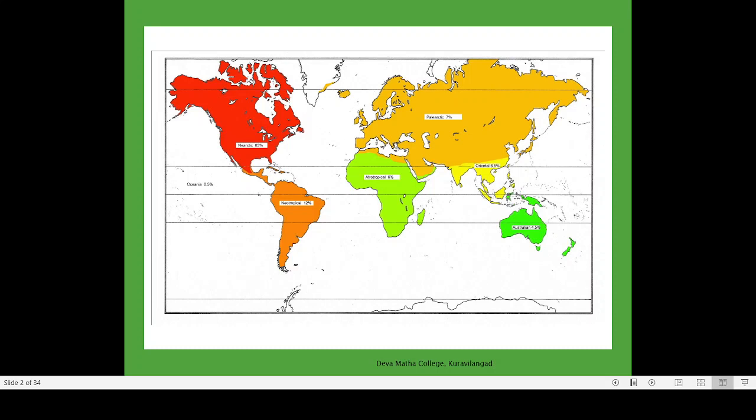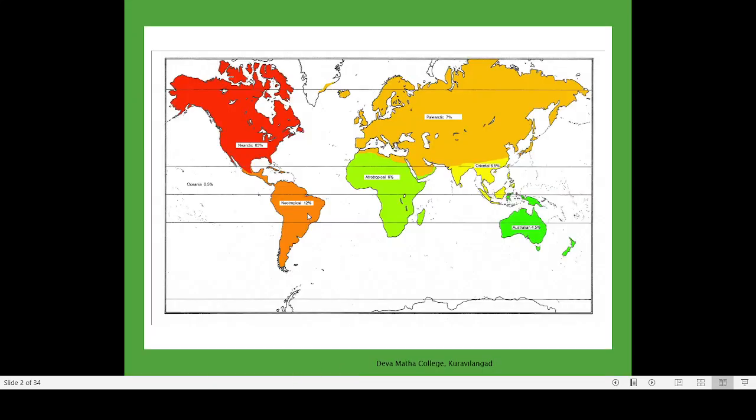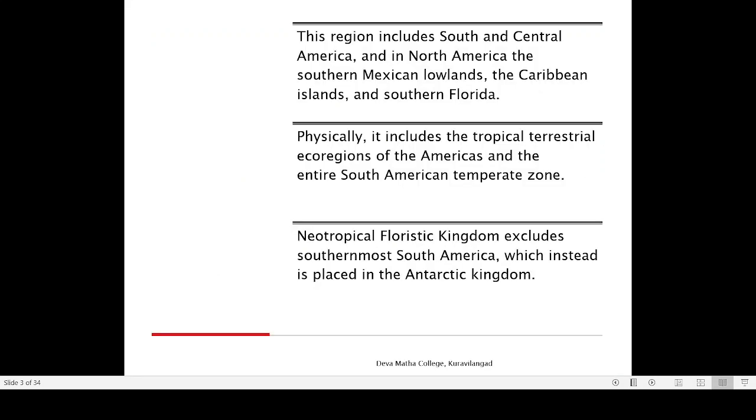Now about the geographical limits of the Neotropical realm, we can first see that it includes South America. South America means this is the South America. Along with the South America, there are certain countries here. These countries are part of the Central America. So Central America is actually a land bridge which is connecting North America and South America. So these Central American countries are also part of this Neotropical realm.